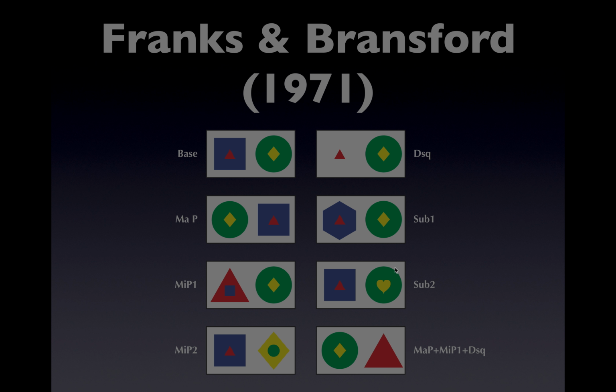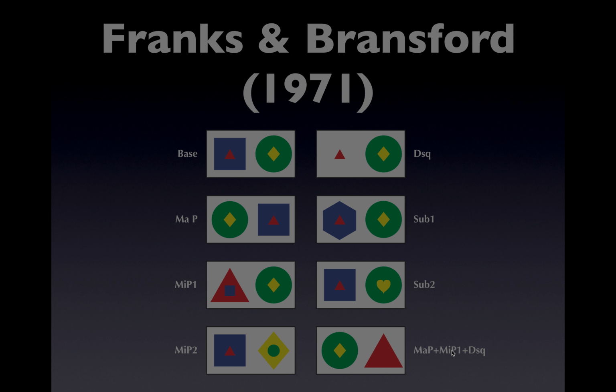So instead of a diamond, now you've got a heart. And so on, right? There are all these different transformations you could do. And interestingly, you could also chain these transformations together. So for instance, in the bottom right, what we have is a major permutation. Looking at the base configuration, they moved the green circle with the yellow diamond to the left and the other one to the right.